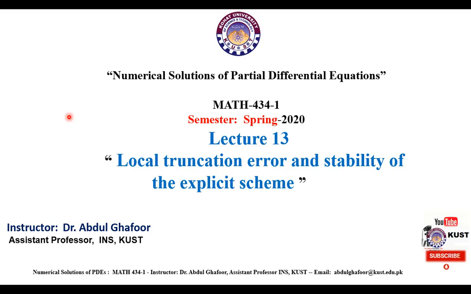This is lecture 13 of the numerical solutions of partial differential equations. We have started parabolic partial differential equations and discussed three schemes, namely explicit scheme, implicit scheme, and Crank-Nicolson scheme. Also, we have tested all these three schemes with the help of different examples. In today's topic, I will discuss local truncation error and stability of the explicit scheme.